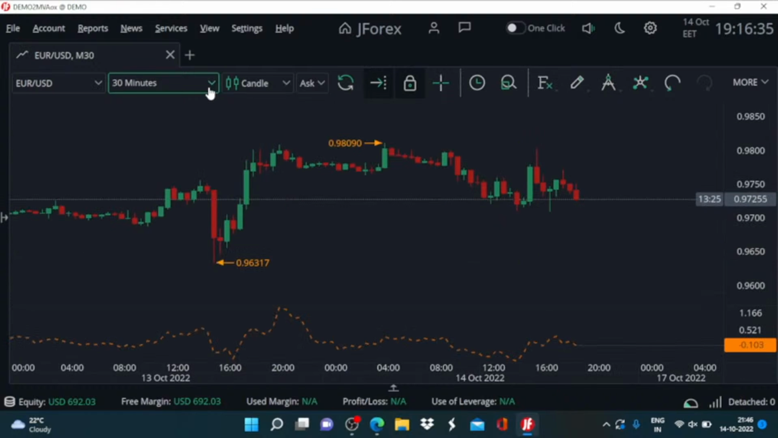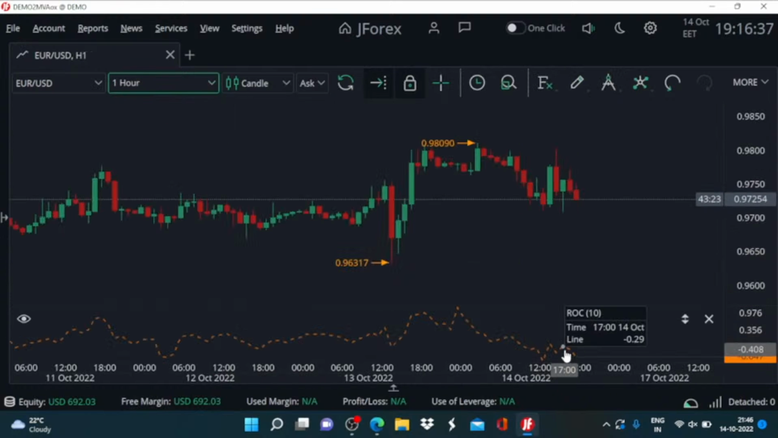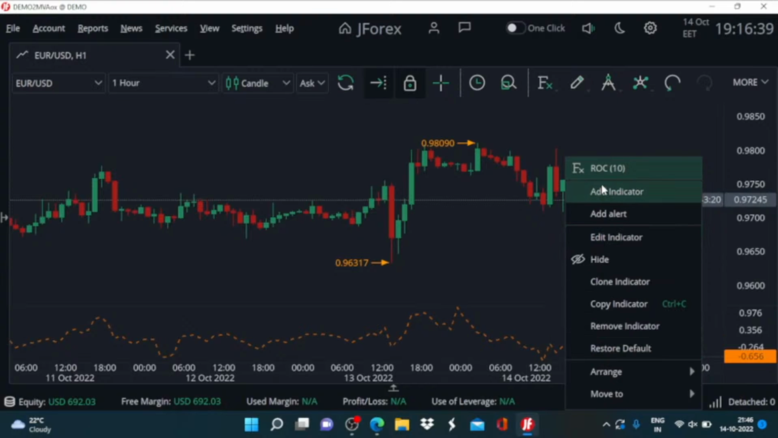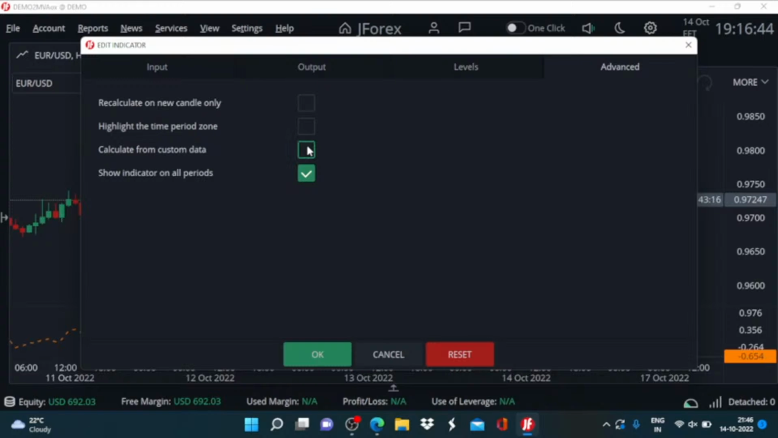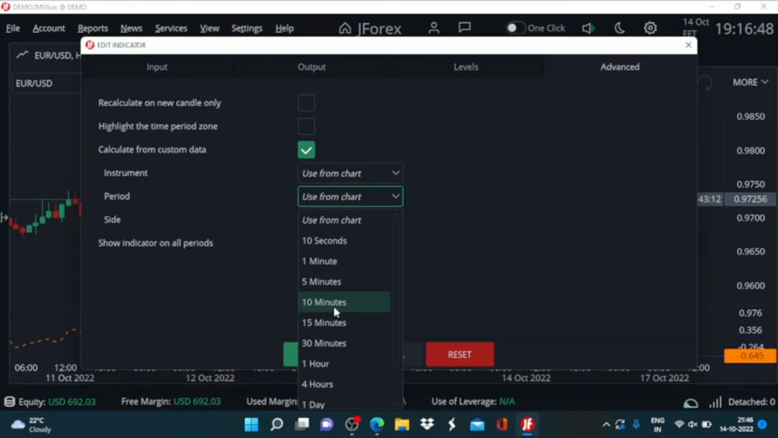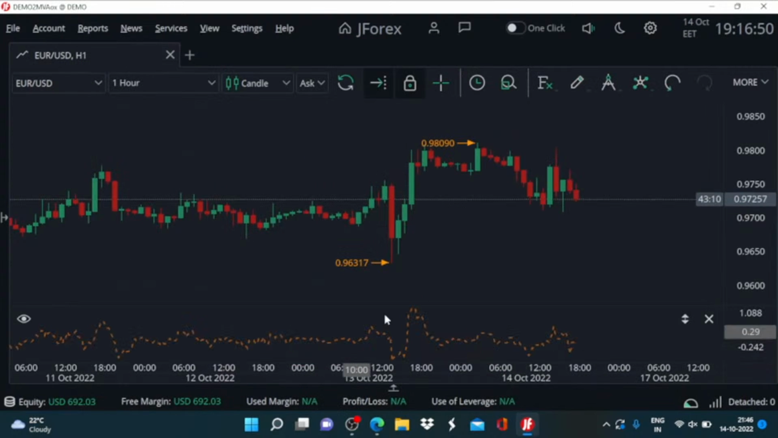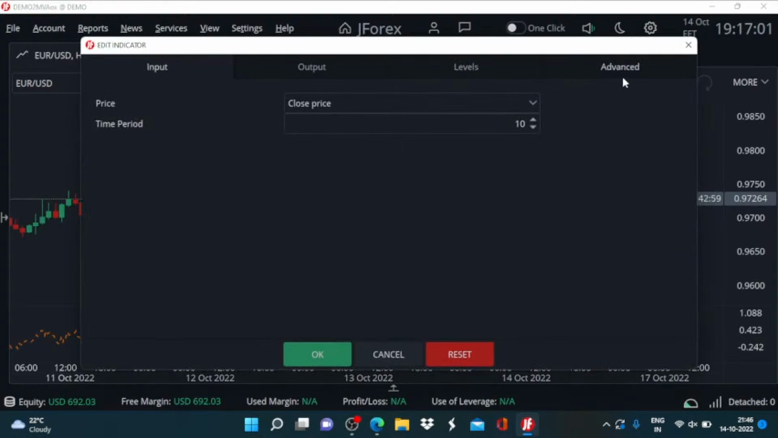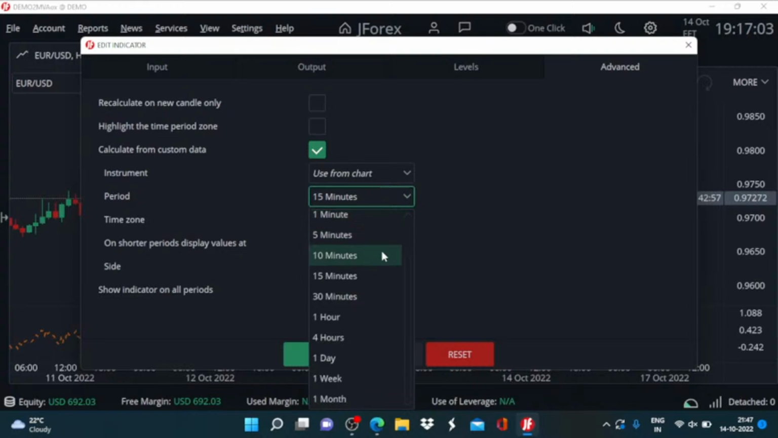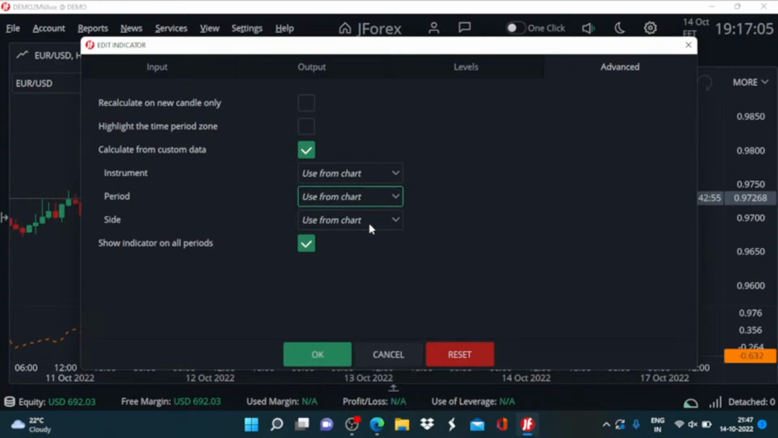But if I specify that only certain candle period should be used for the calculation of the indicator, then it won't matter what is the current chart's candle period. It will be calculated as per the defined criterion. Now here the chart is hourly time frame, but the calculation is being done with each candle being defined for the 15 minutes only. All right. So now I will restore it back to use it from the chart.